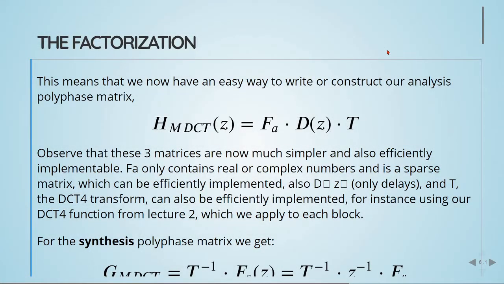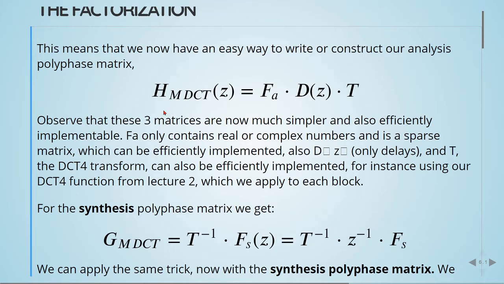We can move now to the factorization, and we now have an easy way to construct our analysis polyphase matrix. We have that H_MDCT of z is equal to F_A times this delay matrix times this T. And we observe that these three matrices are now much simpler and also much more efficiently implementable.